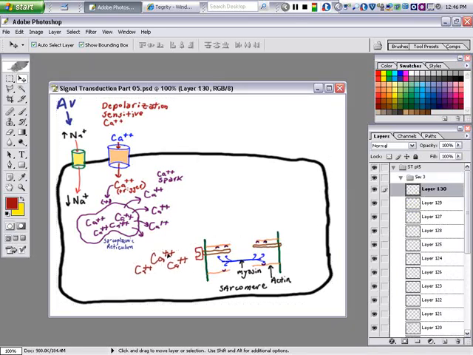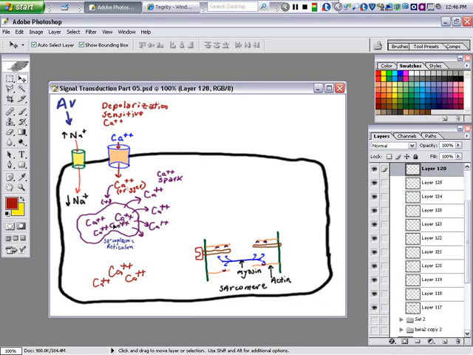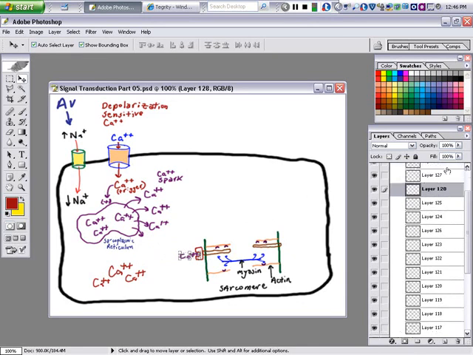Okay, when those vesicles release this calcium, let's see if we can find that calcium. Which one is it? It's got to be this one. Okay, there it is. When the vesicles release this calcium, it is going to bind to this protein, and when the calcium binds to this protein, that protein is going to move the blocking protein out of the way. Now you're going to get contraction.